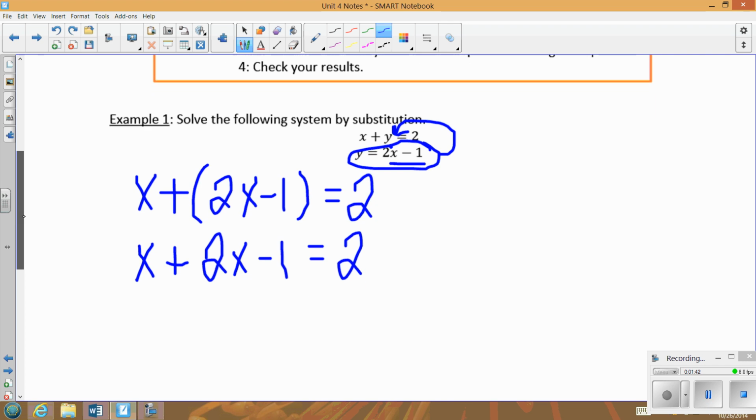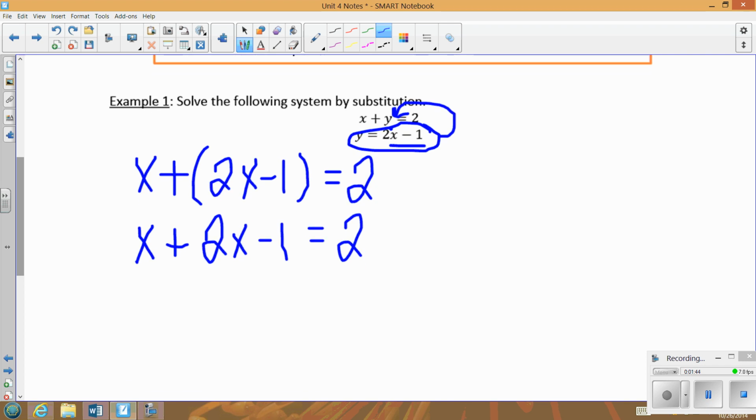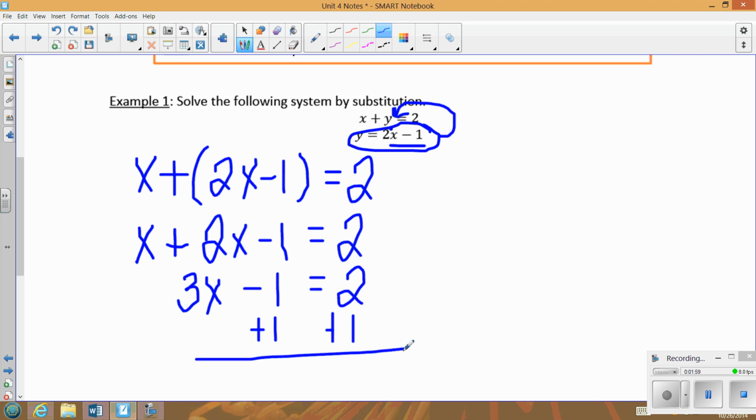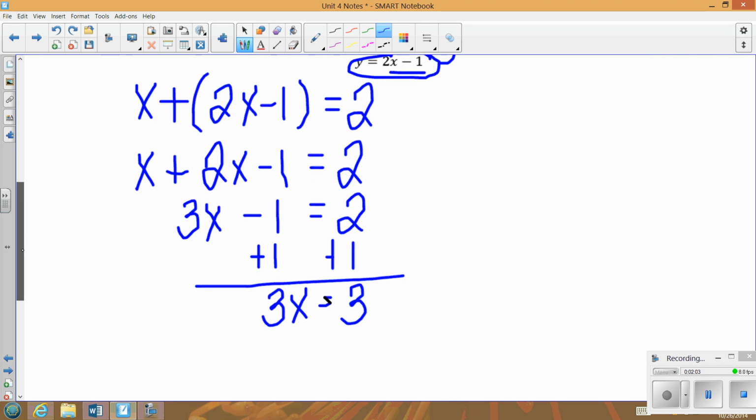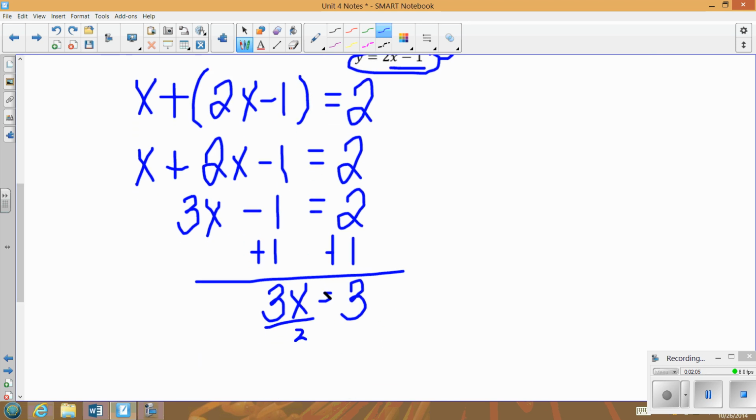Now you can solve for x. Once you've eliminated the y variable, you can just solve this equation for x. I'm going to group my like terms, so I get 3x minus 1. Add 1 to both sides, so I have 3x equals 3. Divide both sides by 3. We get x equals 1.